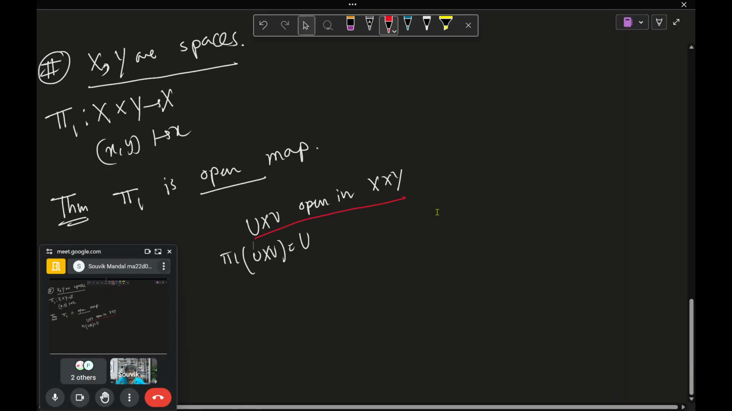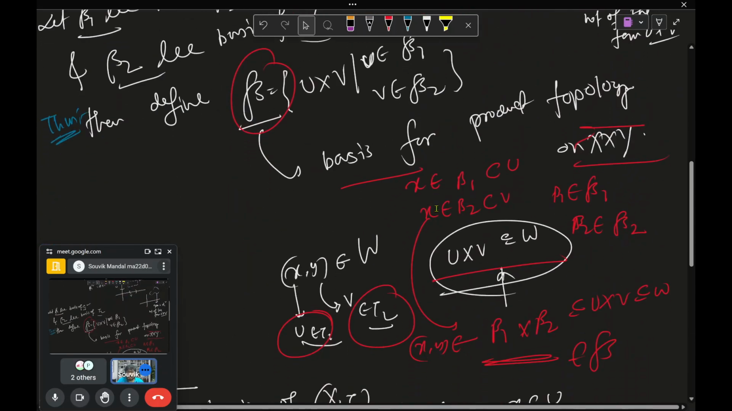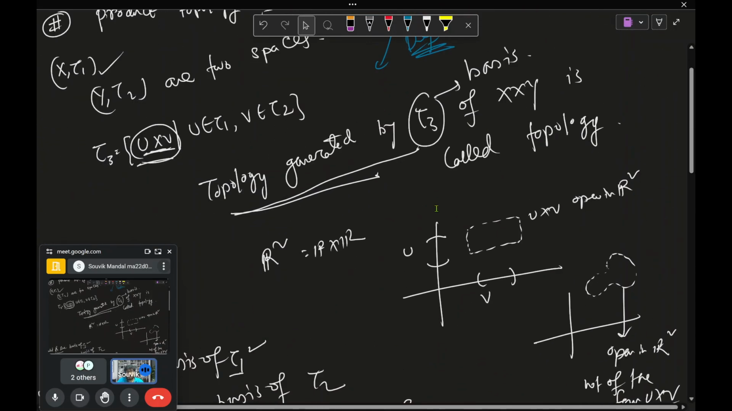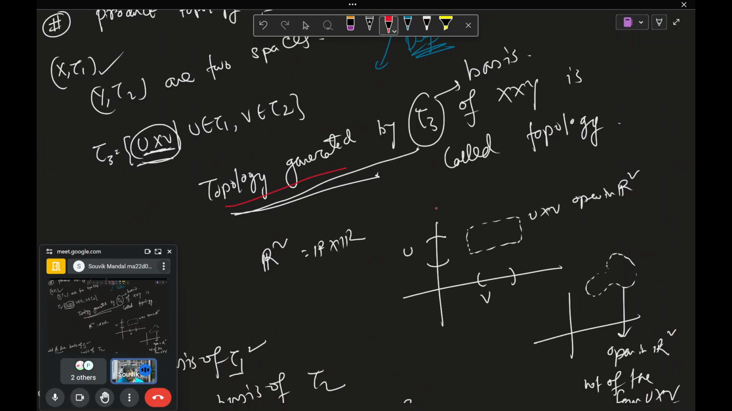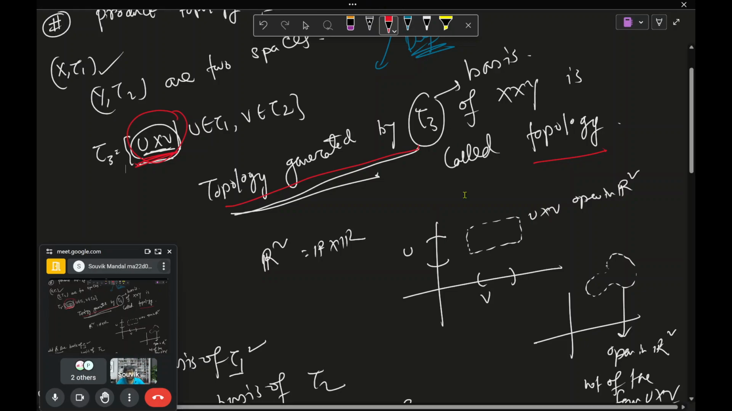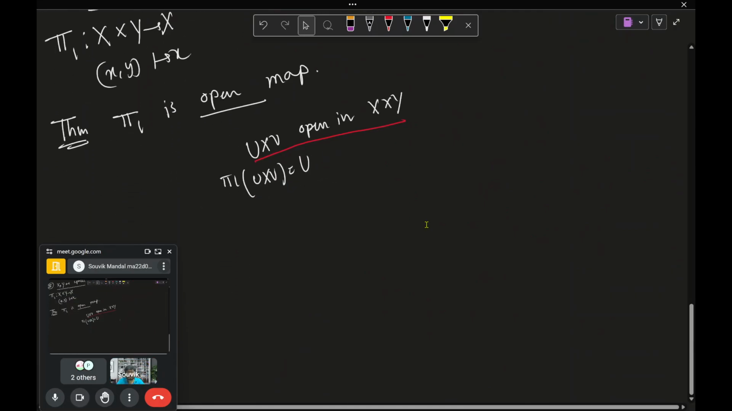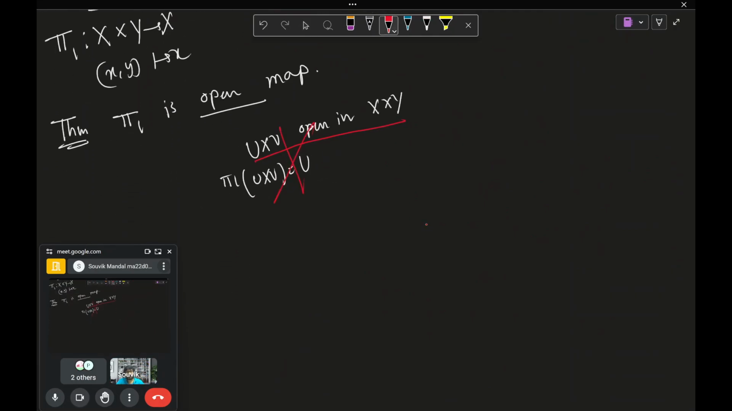So this is the definition. The topology generated by this type of element is called a product topology. This means we are treating these as a basis. All open sets are not of the form U cross V; these U cross V are the basis. Yes, take any open set.